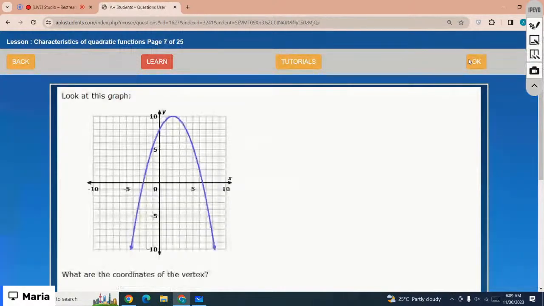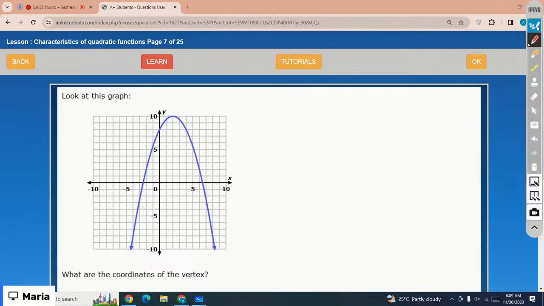Look at this graph. What are the coordinates of the vertex? The parabola opens downward, right? So the vertex of the parabola is the maximum point of the parabola. That is the maximum point. So just match it to the y-axis, that would be 10, and match it to the x-axis, I think it is 2. Yes, that is 2 and 10. That is the vertex of the parabola.